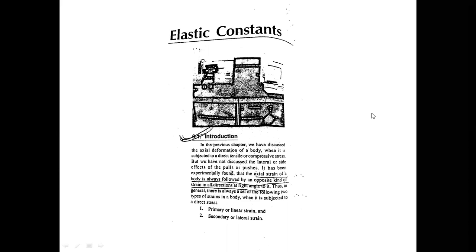It has been experimentally found that the axial strain of a body is always followed by an opposite kind of strain in all directions at right angles to it. Thus, in general, there is always a set of the following two types of strains in a body when it is subjected to a direct stress. First is primary or linear strain, and second is secondary or lateral strain. So first we'll see the primary or linear strain. This is the diagram for primary or linear strain.